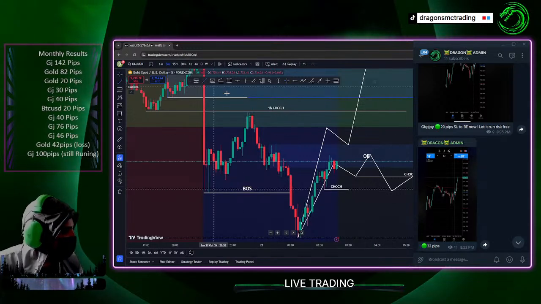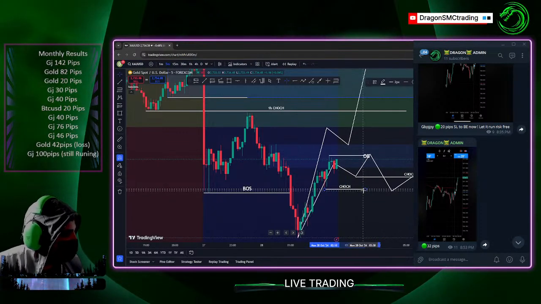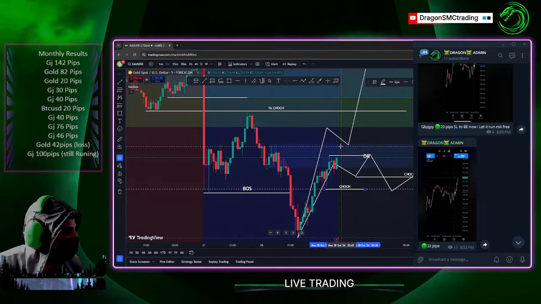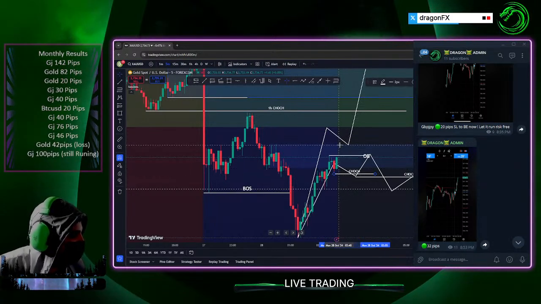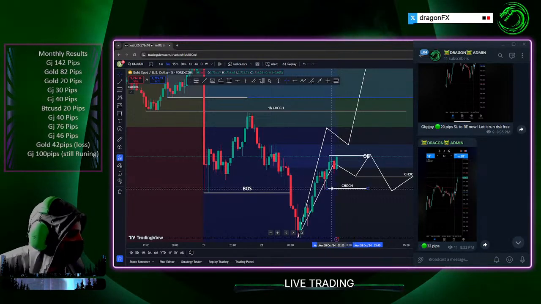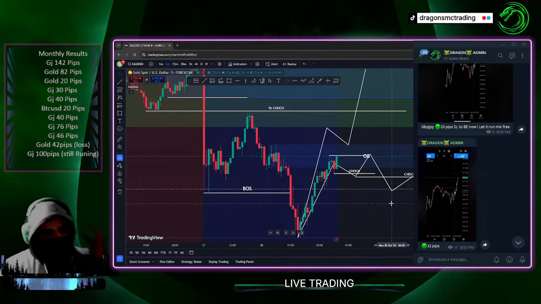Now, if you take a look here, price is playing in between this high and this low right here. And as of right now, this is my change of character level. But if price decides to break above this high right here, then I'm going to shift my change of character from this level to this level right here. Why? Because we have a new higher high. And if we have a higher high, then this is the new higher low, not this one anymore. It's going to be this one. Make sense?